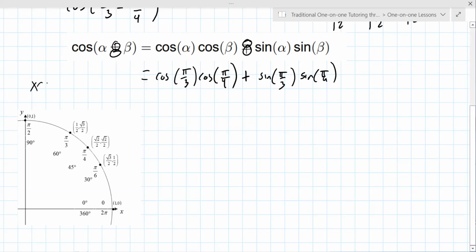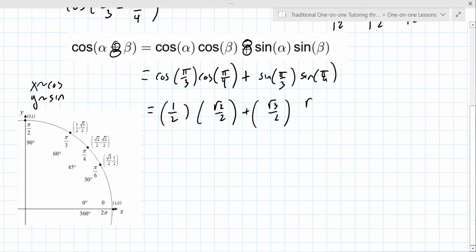As a reminder, cosine is the x value and sine is the y value. So cosine pi over 3 is 1/2. Cosine pi over 4 is √2 over 2. Sine pi over 3 is the y value, which is √3 over 2. Sine pi over 4 is √2 over 2. Okay, and so from here, we will be simplifying.